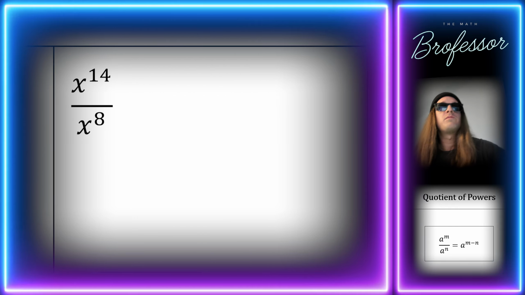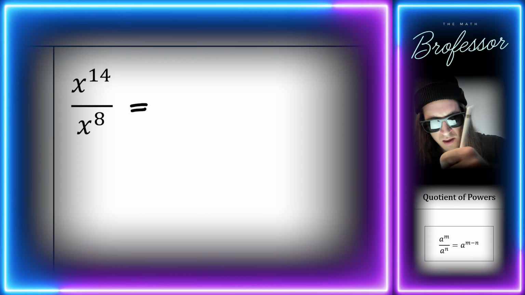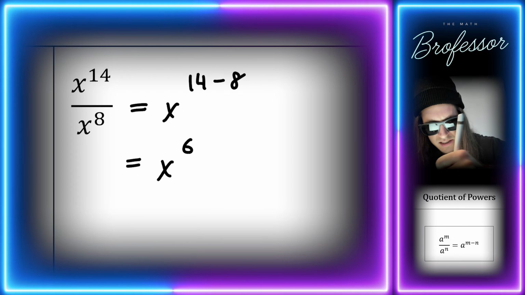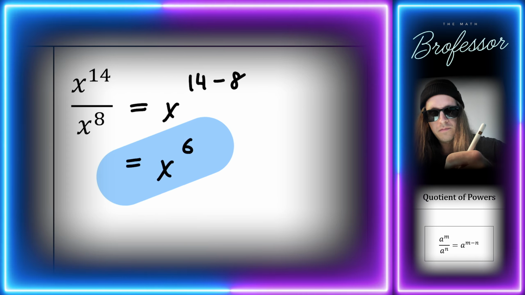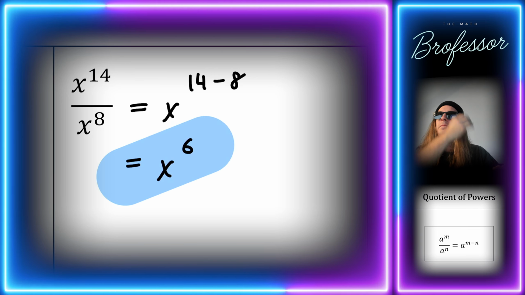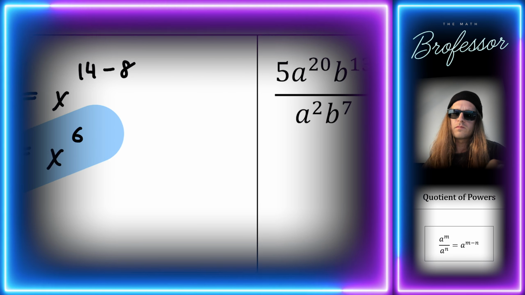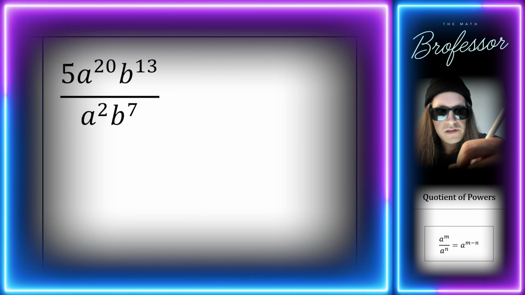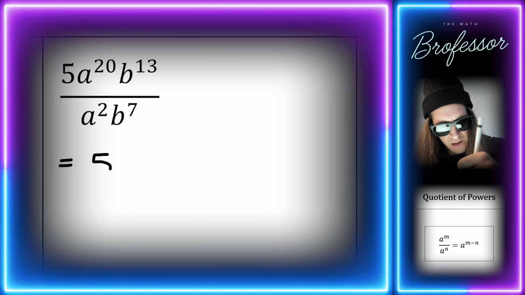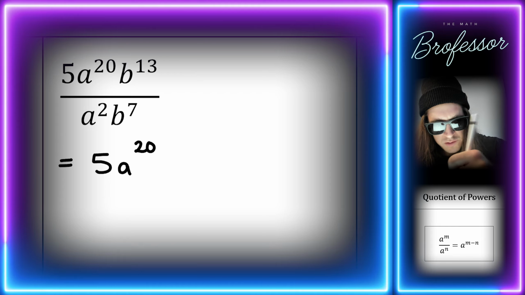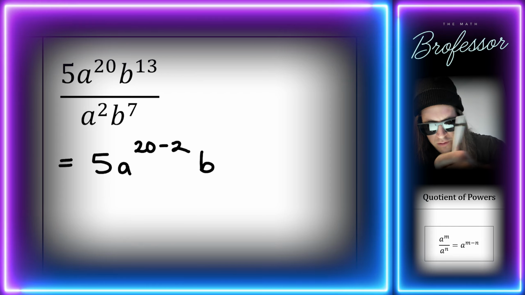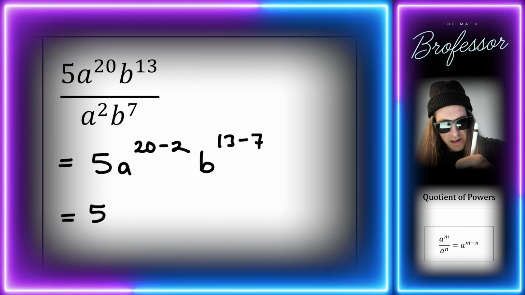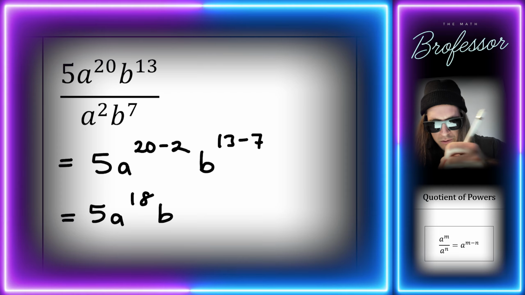It's the same thing even with variables. So subtract the 14 minus 8. 14 minus 8 is 6. All right. Your A's with your A's, your B's with your B's. So the 5 is just going along for the ride. For the A, we have 20 up top, minus 2 on the bottom. For the B, we have 13 up top, minus 7 on the bottom. 20 minus 2 is 18, and 13 minus 7 is 6.